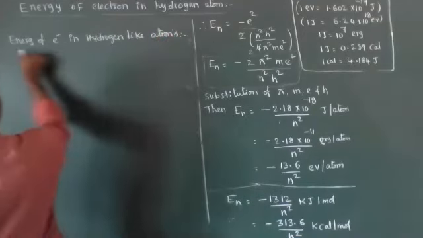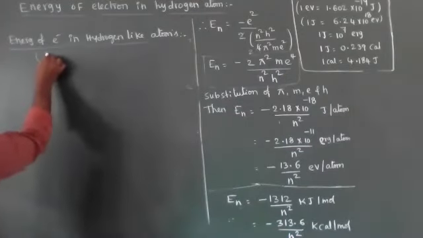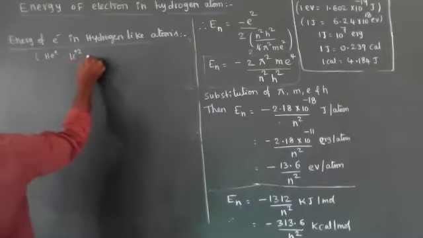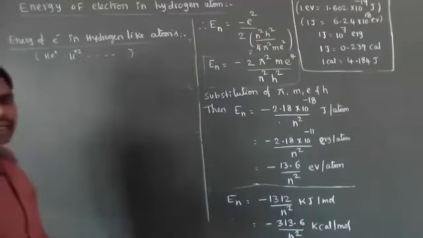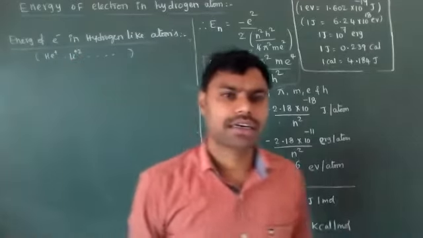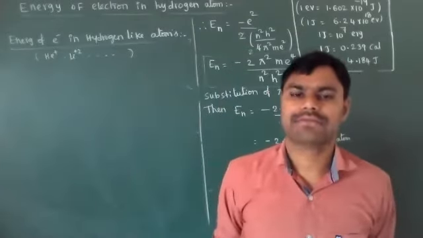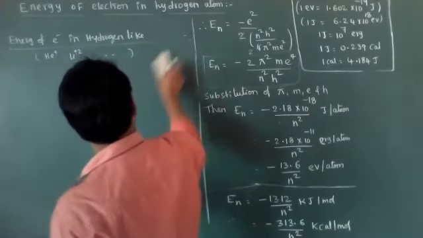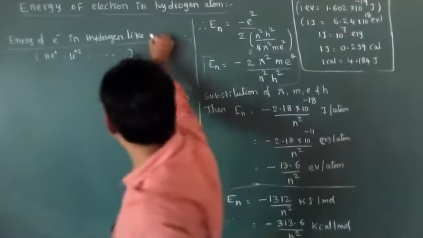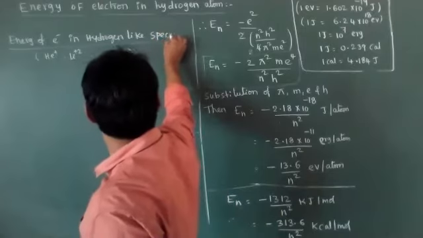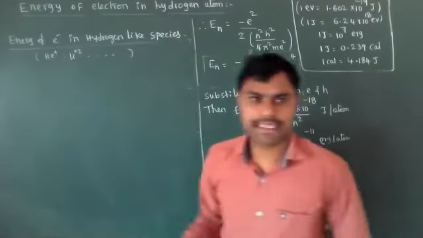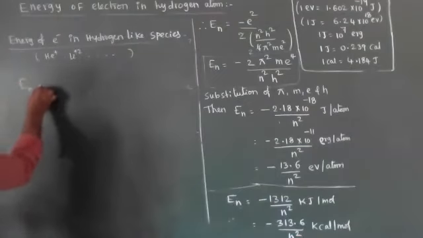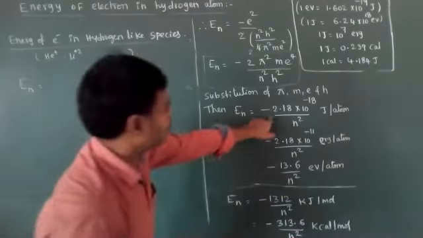Hydrogen-like atoms means what? Examples are He+, Li2+, etc. They contain only one electron. Those are called hydrogen-like atoms or hydrogen-like species, not atoms, because these are ions. Then the energy of an electron present in the nth orbit is given by the first formula.